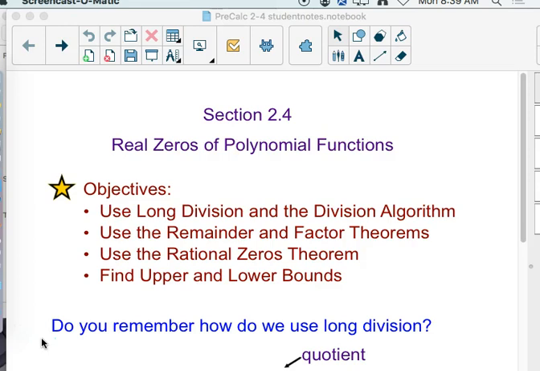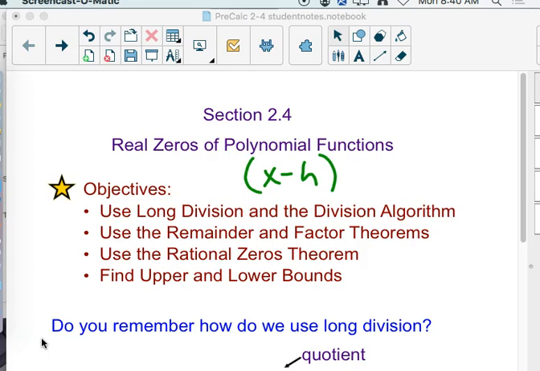The problem is it has to have a divisor that's in that format of x minus h. So something where it says divide by 2x plus 1, we can't use synthetic. We have to do long division. And today we're going to talk about remainder and factor theorem. No, actually that was in the notes. So yesterday's remainder and factor theorems.